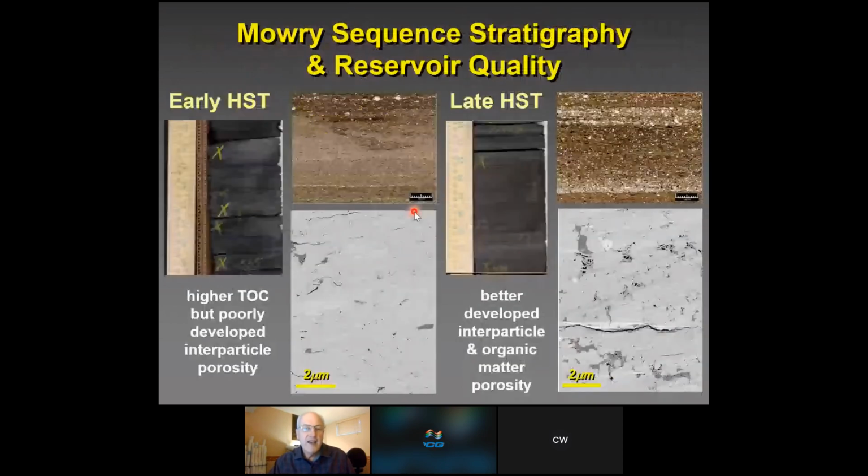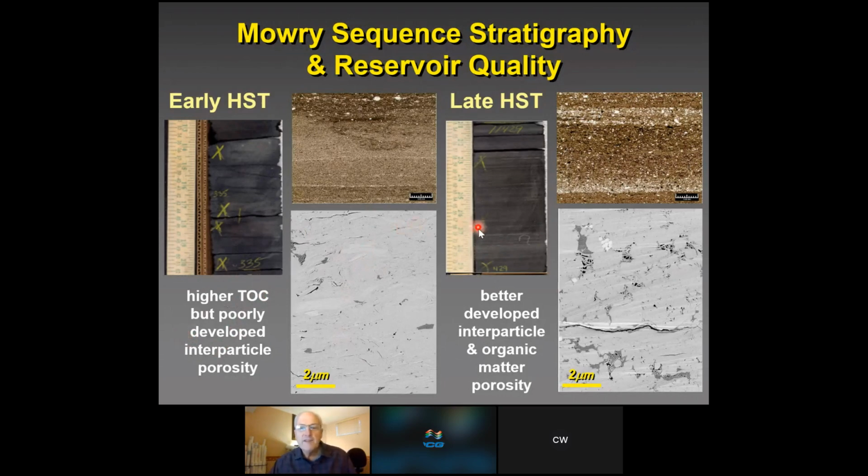Well, it turns out in each of these high stands, we start off with a more clay-rich interval. There's a core photo, thin section, FIB SEM photomicrograph. And what we see is the early high stand packages have high TOC, but really poorly developed interparticle porosity, in part because of all the clay in there.